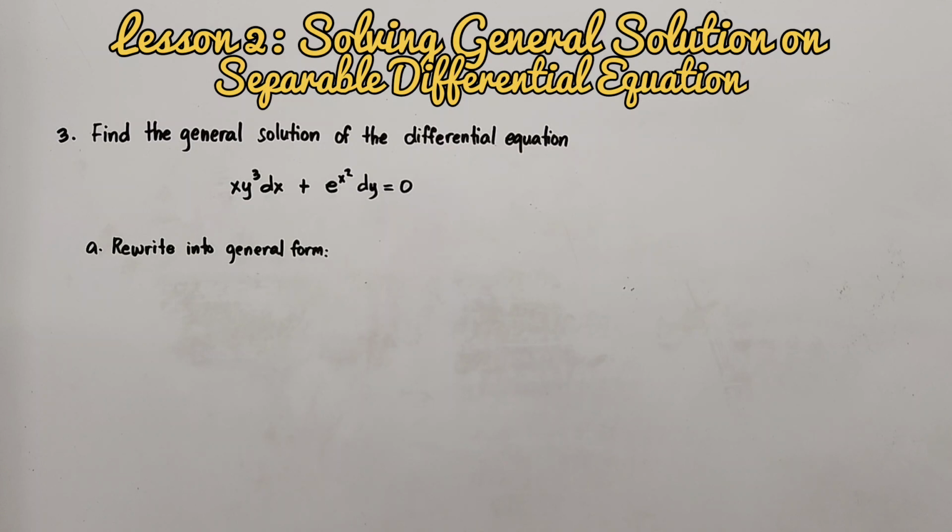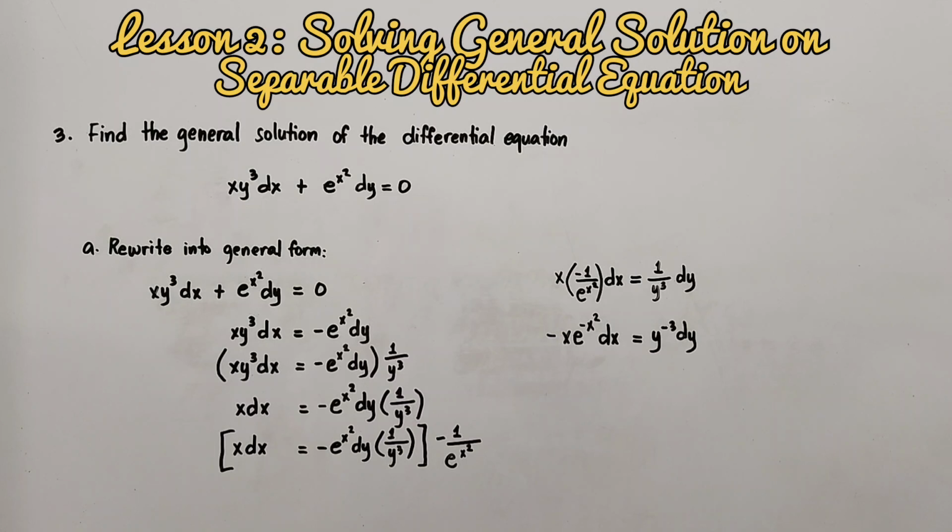For this differential equation, xy cubed dx plus e power x squared dy equals 0, let us rewrite this into general form. To modify this equation, we will get the additive inverse of the second term. Xy cubed dx equals negative e power x squared dy. To separate the left side with the variable y, we will divide both sides by 1 over y cubed. 1 over y cubed times xy cubed dx is x dx. And 1 over y cubed times negative e power x squared dy, just copy that one.